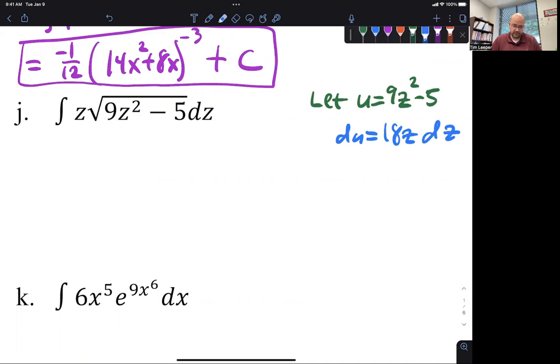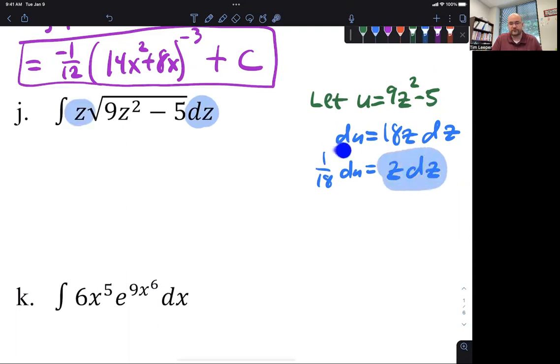Wonderful. So now if you notice, we have the dz, but this is just a z, not an 18z. So instead, what I have to do is get rid of the 18 by multiplying by 1/18 to both sides. So it'd be 1/18 du is equal to z dz. So the z dz here is 1/18 du. And the 9z squared minus 5, that is just u.